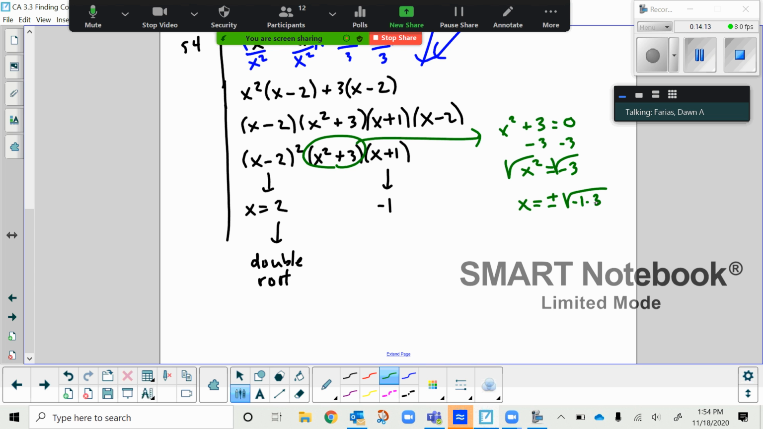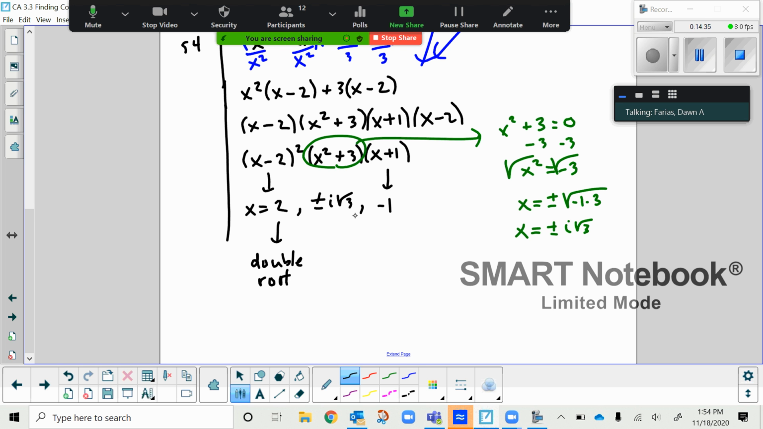But what is the square root of negative 1? i. So that comes out as i. We sound like pirates. i. Positive, negative, i radical 3.